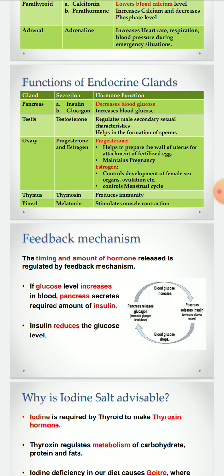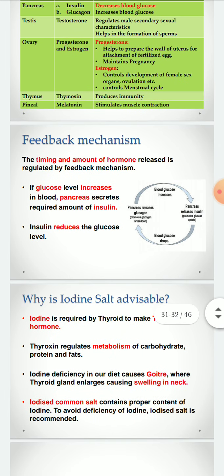Now the next topic is feedback mechanism. The timing and the amount of hormone released is regulated by the feedback mechanism. If the glucose level increases in the blood, the pancreas secretes the required amount of insulin, and insulin reduces the glucose level.